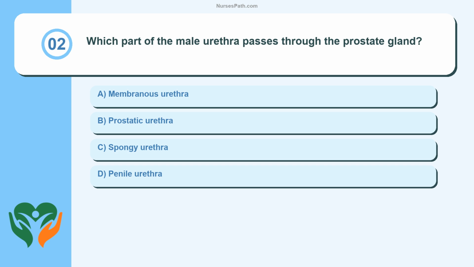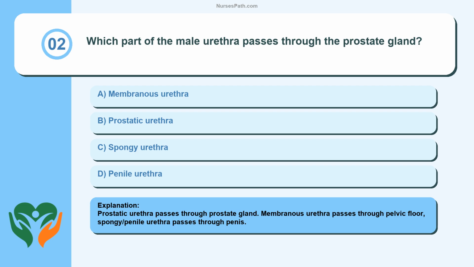Question 2. Which part of the male urethra passes through the prostate gland? Membranous urethra, prostatic urethra, spongy urethra, penile urethra. Prostatic urethra passes through prostate gland. Membranous urethra passes through pelvic floor, spongy/penile urethra passes through penis.